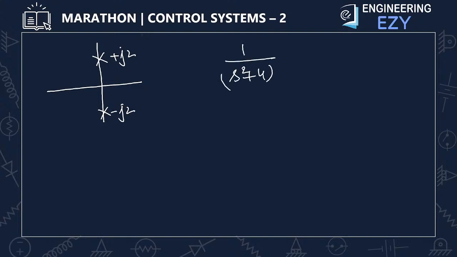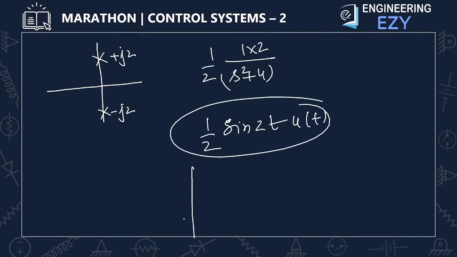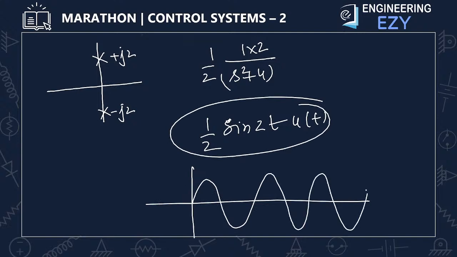What is the inverse Laplace? The inverse Laplace is sine 2t, with 2 multiplied and 2 divided. So the answer is 1 by 2 sine 2t. So Prasanjit, can you give the final value? No, because the sine function does not have any final value. It oscillates between minus 1 and plus 1. It can never have a final value. So it means the final value theorem is not applicable.